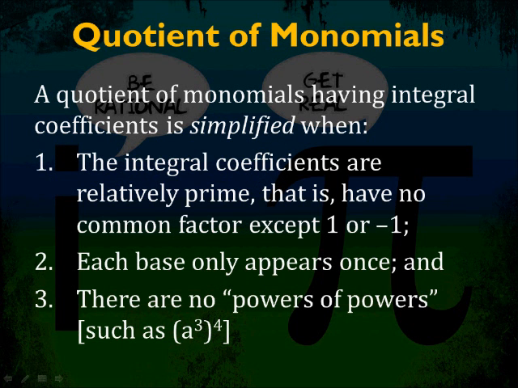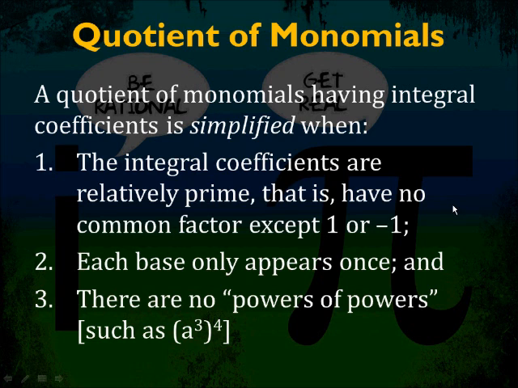A quotient of monomials having integral coefficients is simplified when, one, the integral coefficients are relatively prime, that is, have no common factor except 1 or -1. Two, each base only appears once. And three, there are no powers of powers, such as a to the 3 to the 4th. You would simplify this as a to the 12th.